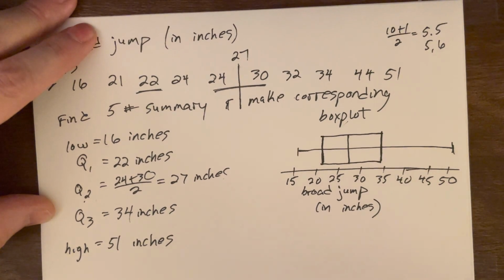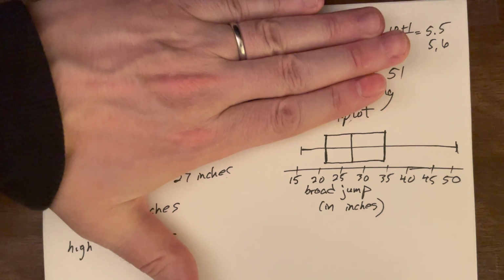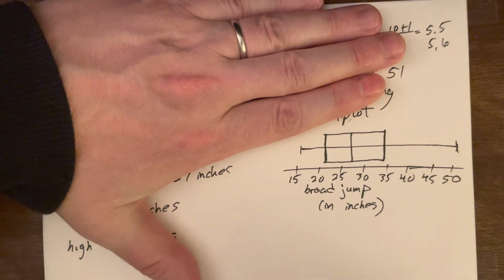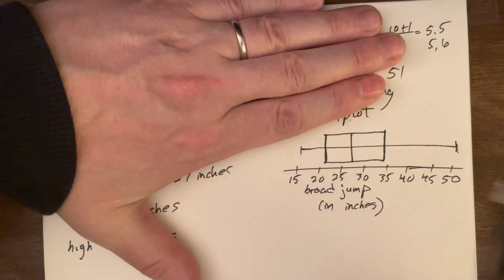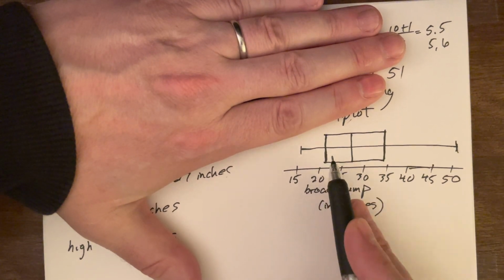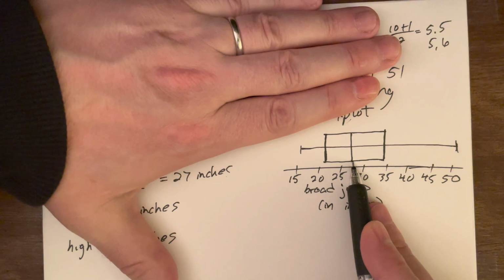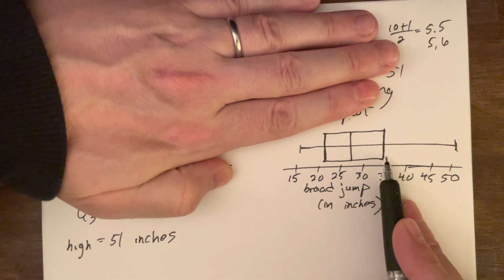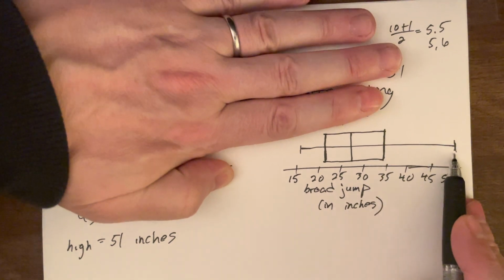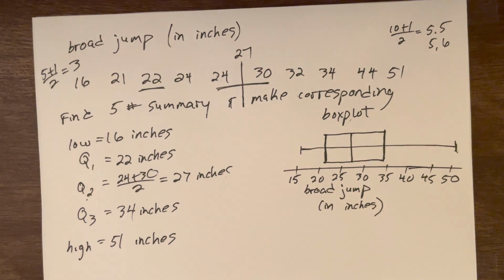And now that we've got it, again, same thing. If we never saw this information and maybe we had 100 students, well, 25 of them had their broad jump between 15 and 22 inches. 25 of them had a jump between 22 and 27 inches. 25 of them between 27 and 34 inches. And 25 of them between 34 and 51 inches. That's how we would understand this.